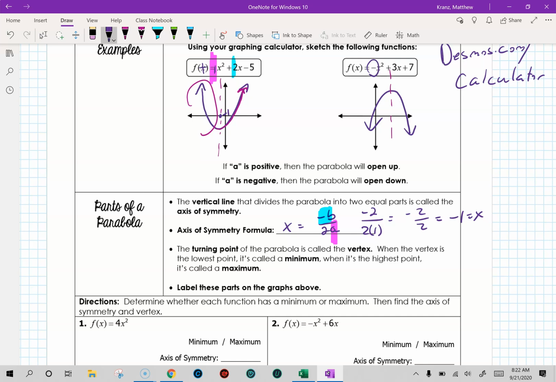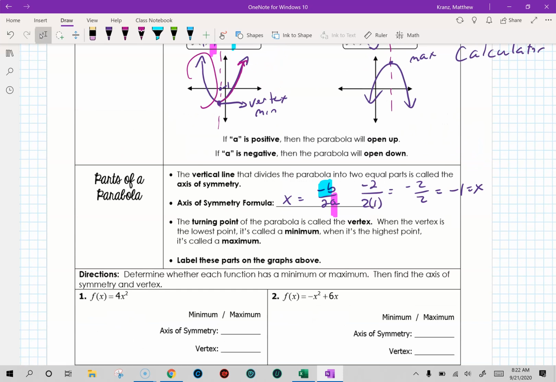The turning point of the parabola is called the vertex. That's the bottom of your parabola right there. When the vertex is the lowest point, it's called the minimum, and when it's the highest point, it's called the maximum. So this one right here is your minimum, and right here, this would be your maximum.